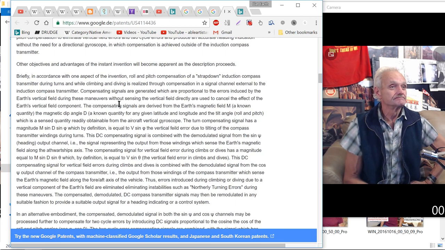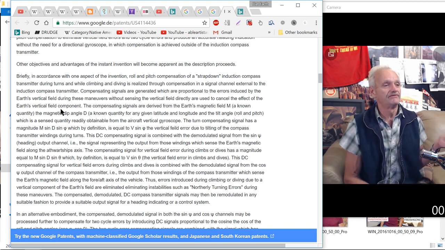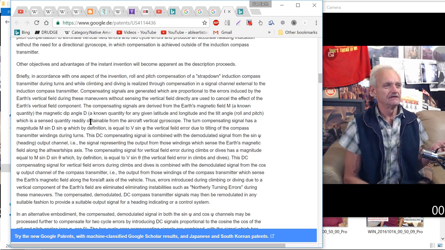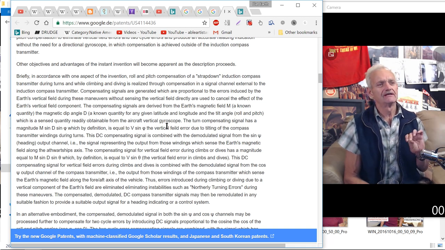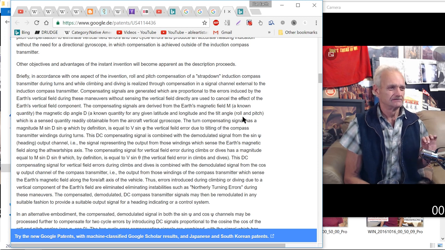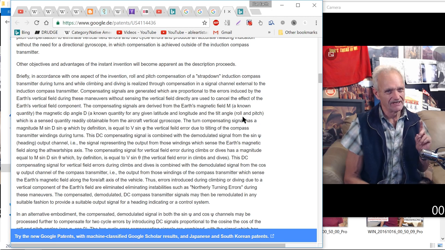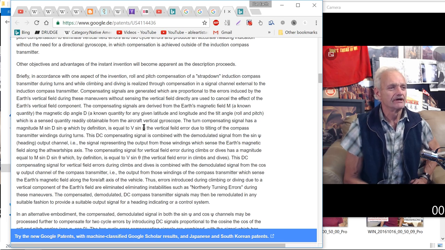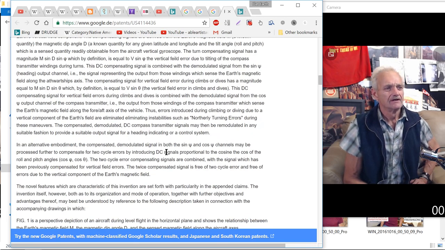So it's getting errors induced by the Earth's vertical field during these maneuvers without sensing the vertical field directly. And they're used to cancel the effect of the Earth's vertical field. The compensating signals are derived from the Earth's magnetic field, a known quantity. The magnetic dip angle D, a known quantity for any given latitude and longitude, and the tilt angle of the plane. That's the only tilt angle you're figuring in on that. That quantity is obtainable from the aircraft's vertical gyroscope. Turn compensating.